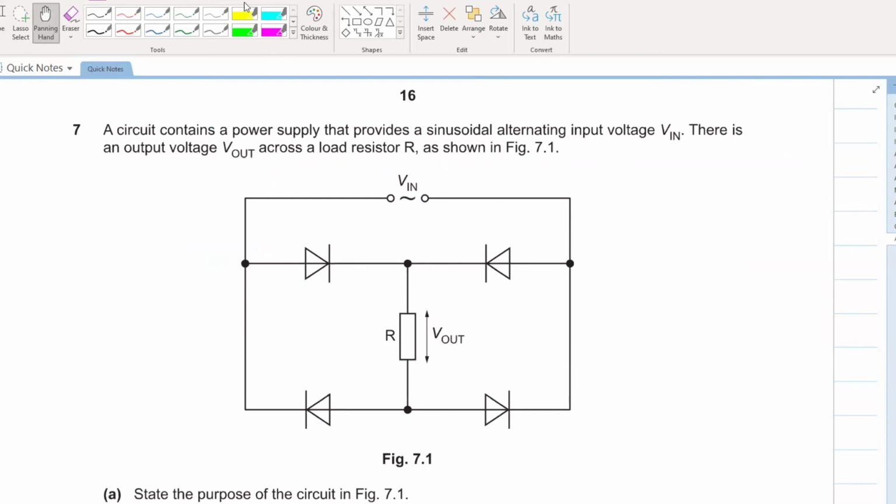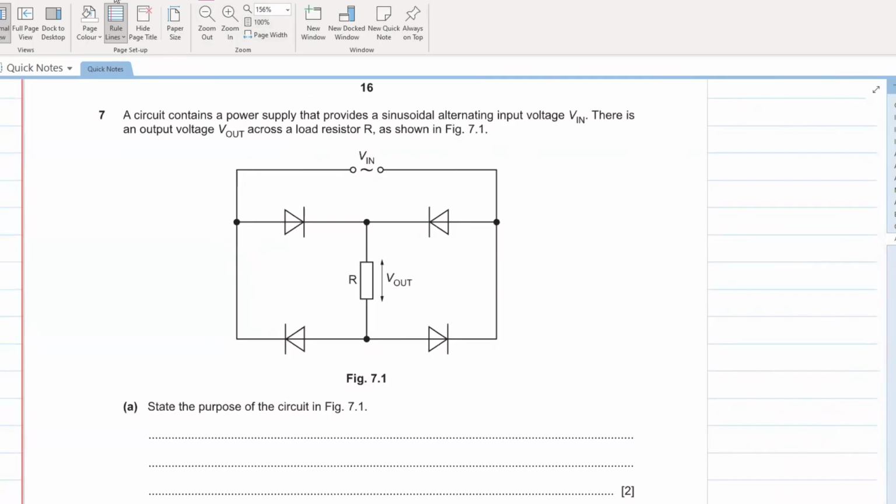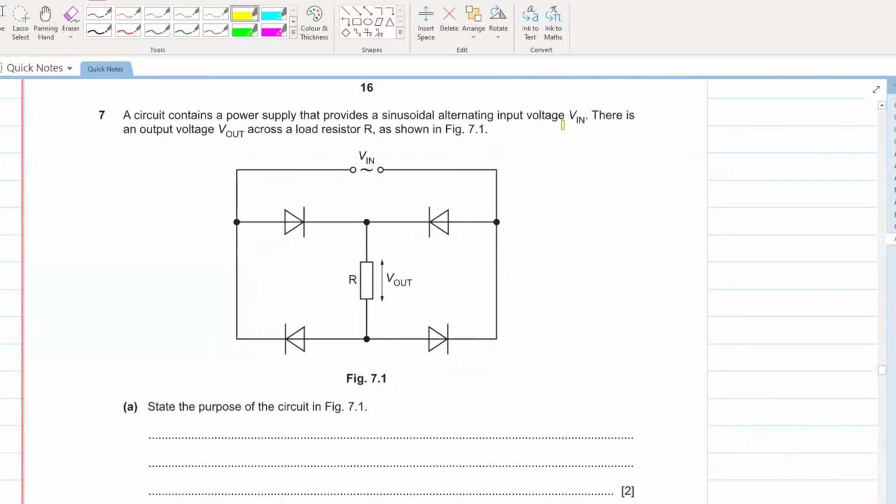A circuit contains a power supply that provides sinusoidal input voltage. There is an output voltage across a load resistor as shown in figure 7.1. Okay, there is an output voltage here. We are providing an input voltage. State the purpose of this circuit in figure 7.1. What is the purpose of this circuit? The purpose of this circuit is full wave rectification.